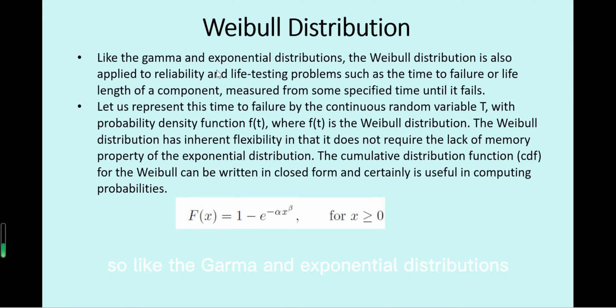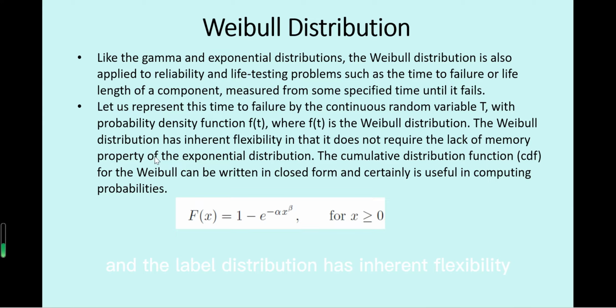So like the gamma and exponential distributions, the Weibull distribution is also applied to reliability and life testing problems, such as the time to failure or life length of a component measured from some special time until it fails. So let us represent this time to failure by the continuous random variable T with probability density function f(t), where f(t) is the Weibull distribution.